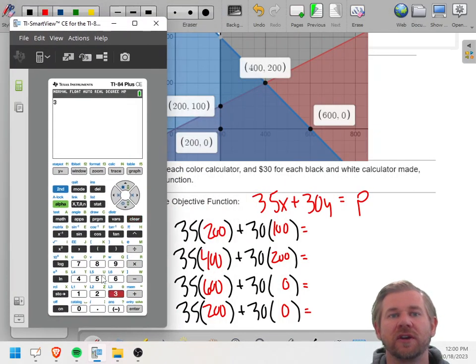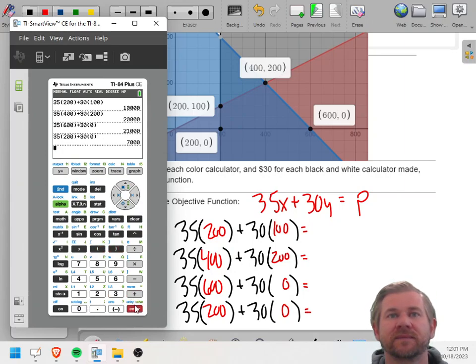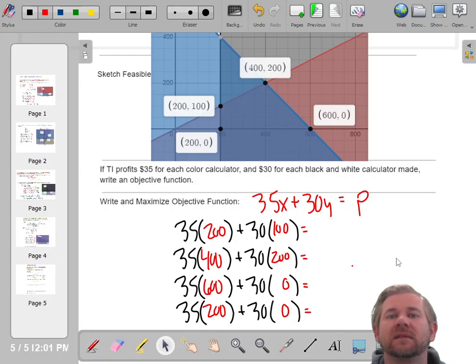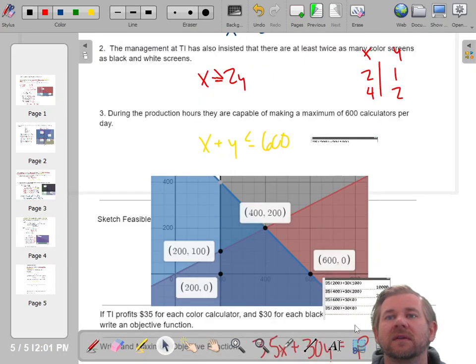All right, so 35, if I make 200 color screens and I make 100 black and white screens. If I make 400 and then 200, that seems like it's going to win. Yep. What if I just make 600 color screens plus 30 times 0? I don't really need to type in times 0. Ooh, that's the best. 35 times 200, because this is going to be 0 on the end. All right, so which one's the best?